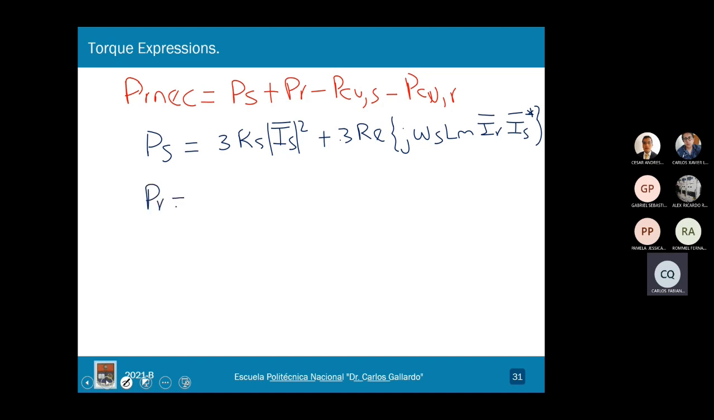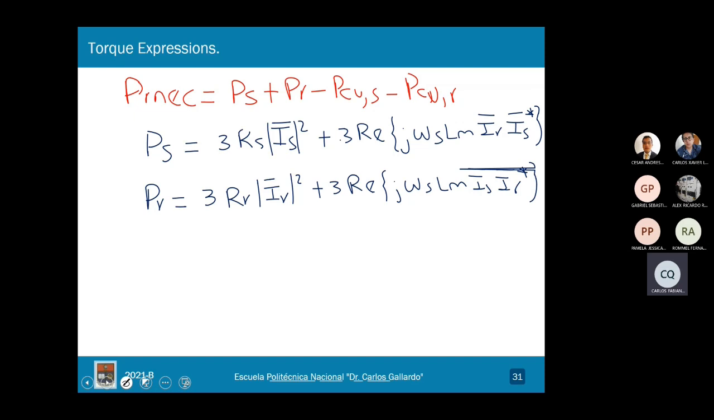In a similar way for the rotor, this is the rotor active power. I will have 3 times the rotor resistance times the rotor current squared, plus, similarly, 3 times the real part of j, the angular speed, the magnetizing inductance, the stator current, this is phasor, times the conjugate of the current.